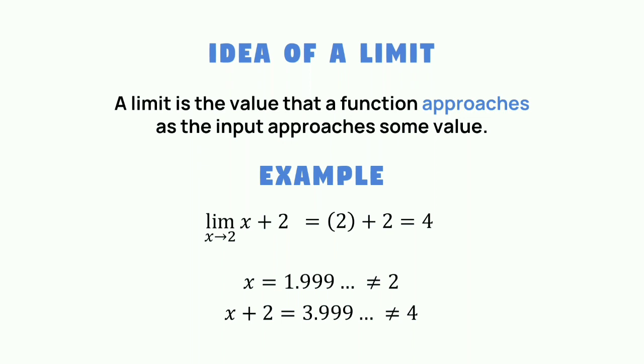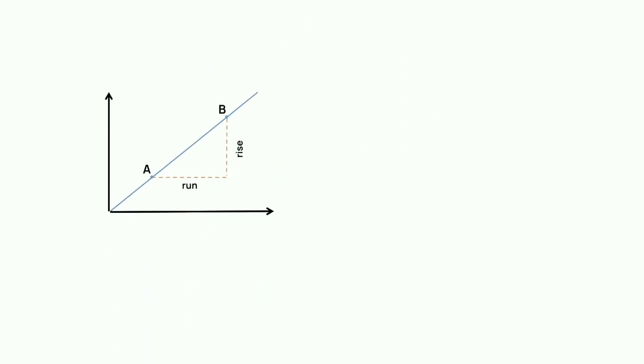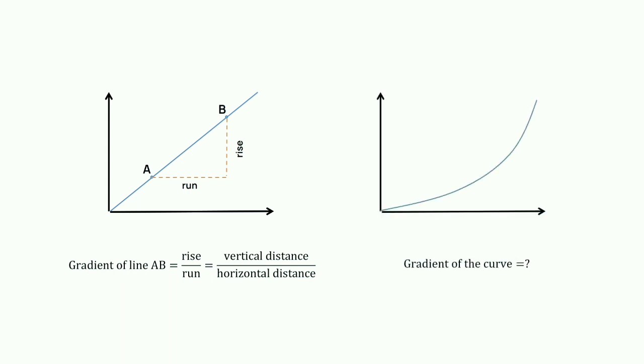Now, while this may seem completely off topic to limits, stick around because they are actually closely related. Well, we know that the gradient of this straight line is rise over run, or in other words, the vertical length over the horizontal length from one point to the other. My question for you is, what is the gradient of this curve? Is this even possible to find? This is where differentiation helps us.